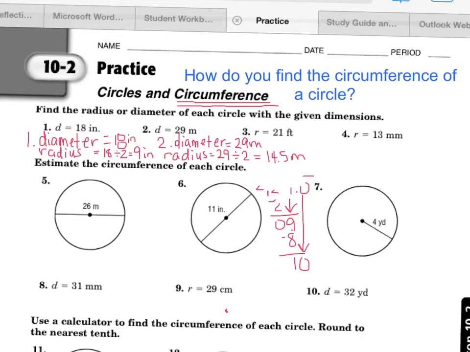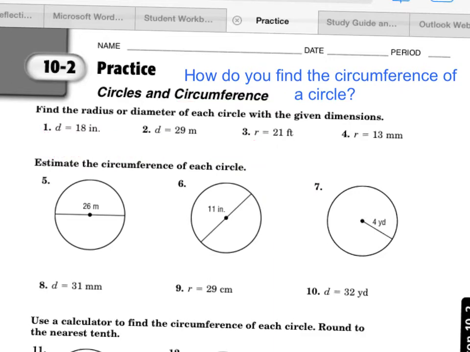I don't know how to get rid of this little writing here. Okay, you better copy this down because I'm deleting it. Okay, now number 3, we're going the other way. We're starting with the radius. So write down number 3, radius equals 21 feet. What would you do to get the diameter? Remember, the radius is half of the diameter. So the diameter, you're going to multiply 21 times 2. And that's 42 feet.